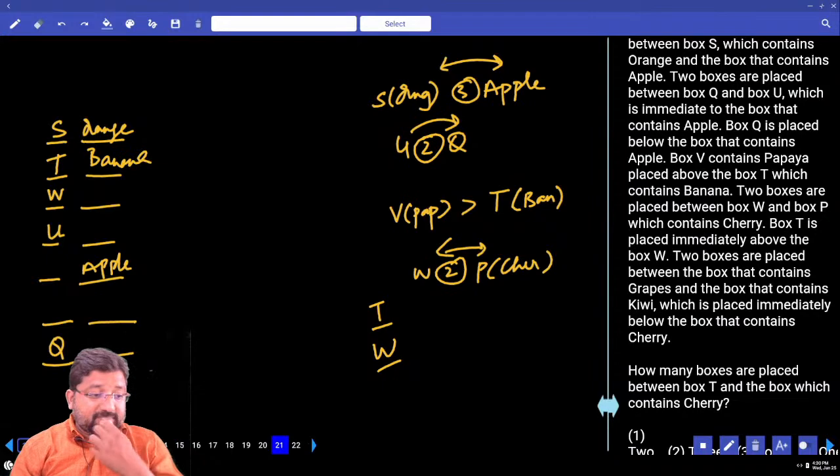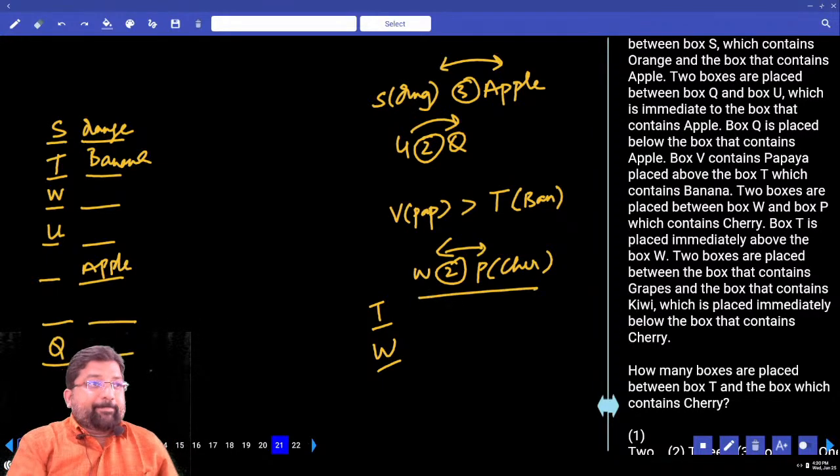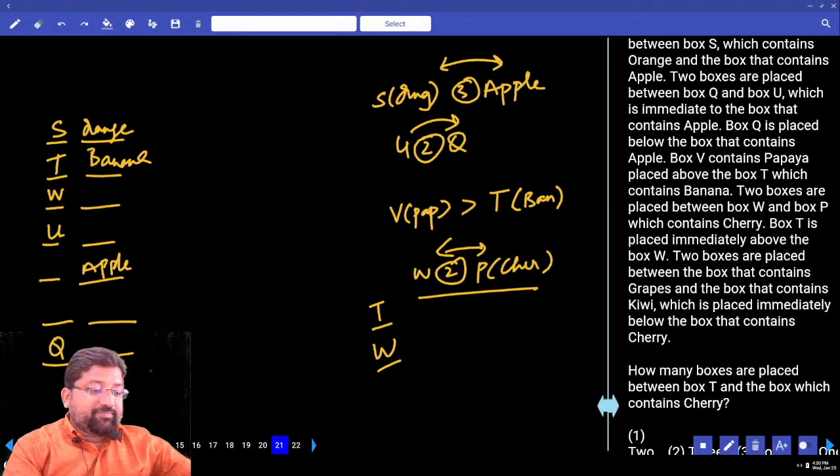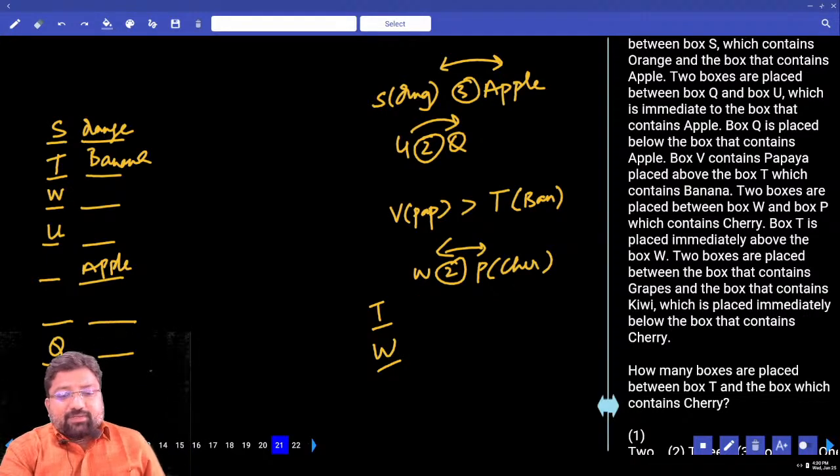Next line, then 2 between W and P. P who likes cherry is here. P can be above or P can be below. It is not sure yet, we don't need to hurry. Read the next line.